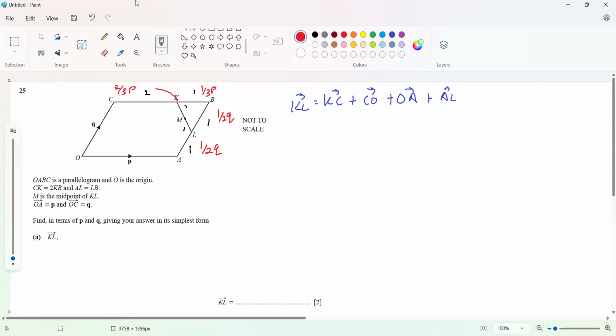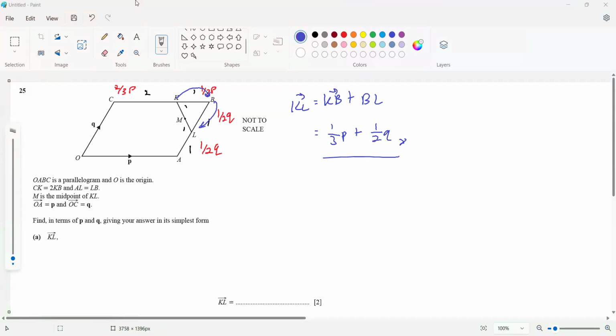Actually, I don't even need to go that far back. I could just go forward, actually. I just came to think of it. It would simply be KB plus BL. I'm not sure why I took such a long track, right? But anyway, if you did the other one also, you still get the same answer regardless. So KB is 1 over 3P, BL is 1 over 2Q, right? And that's done for question A.